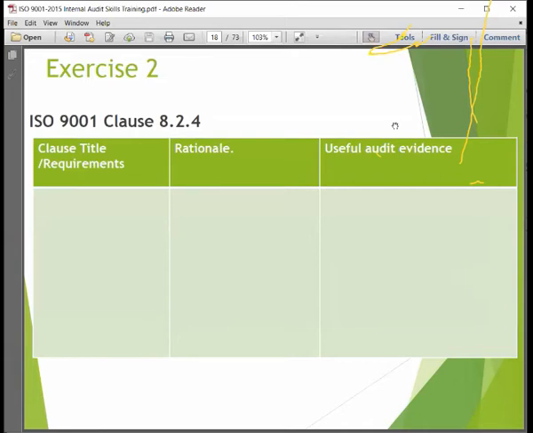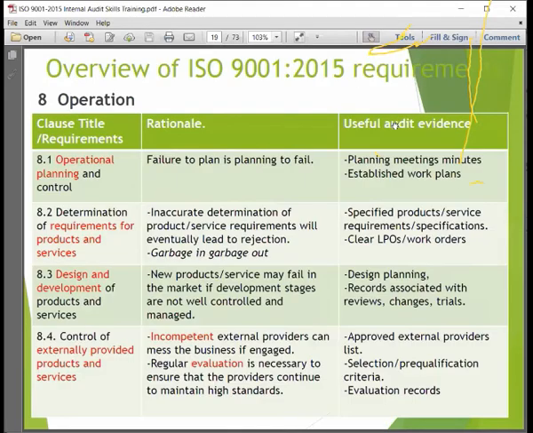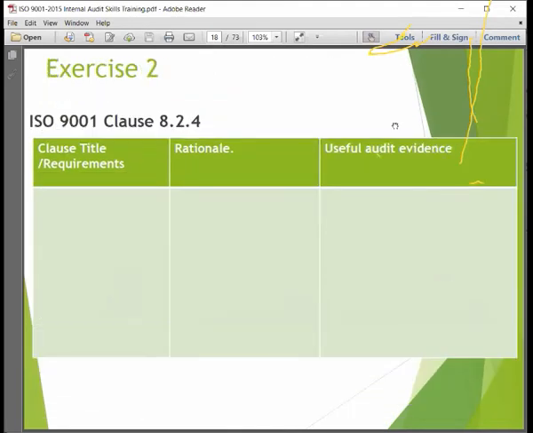I want you to read through it. It's just extracted from the standards. Now that you don't have the ISO 9001 standard with you, it has been typed the way it is. Just as we have been doing here, you look at the clause title, the requirement as stated in the standard. So you tell me, what is that title about? Rationale: as an auditor, why do you think it's necessary?